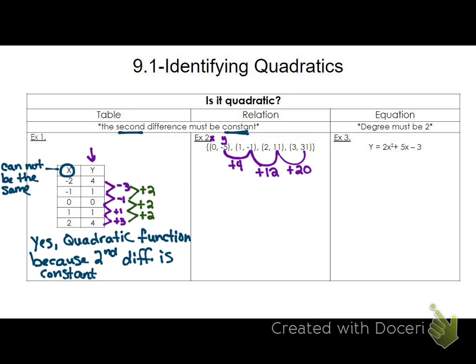So now I need to go through and find the second difference, okay? So now I'm going from 4 to 12. How do I go from 4 to positive 12? Plus 8. Now I find the difference between 12 to 20. How do I go from 12 to 20? I'm going to add 8. Are these 2 numbers the same? Yes. So is this a quadratic function? Yes, because the second difference is constant.